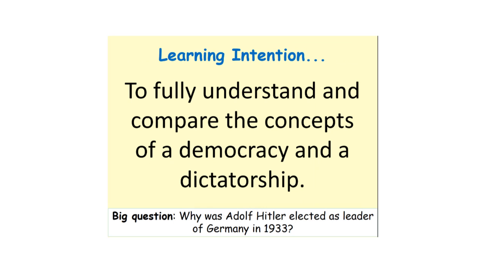So it's clearly stated on your learning intention, what I have just told you, the concepts, the ideas of a democracy and a dictatorship. Because our big question hasn't changed. It is still this: why was Adolf Hitler elected as leader of Germany in 1933? He didn't come to power through winning a war. He didn't come to power by winning a battle. He didn't pay for it. He didn't kill anyone as such for it. But he was elected. He was democratically elected into Germany and then changed it into a dictatorship. So you need to understand what these ideas actually mean.